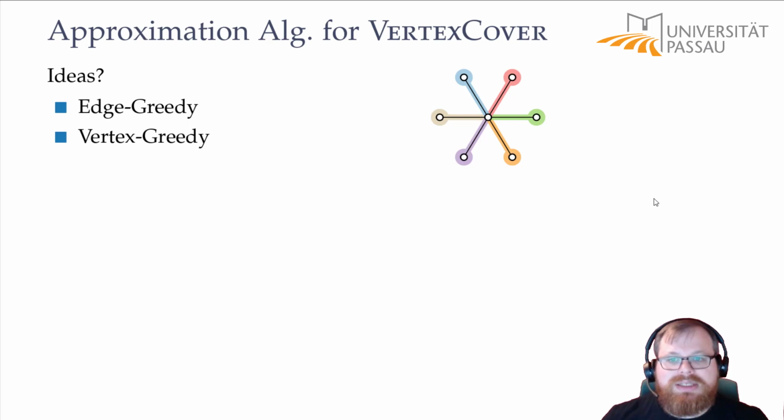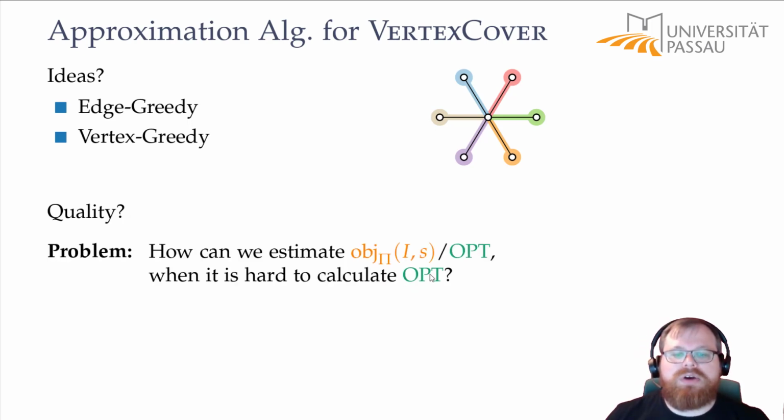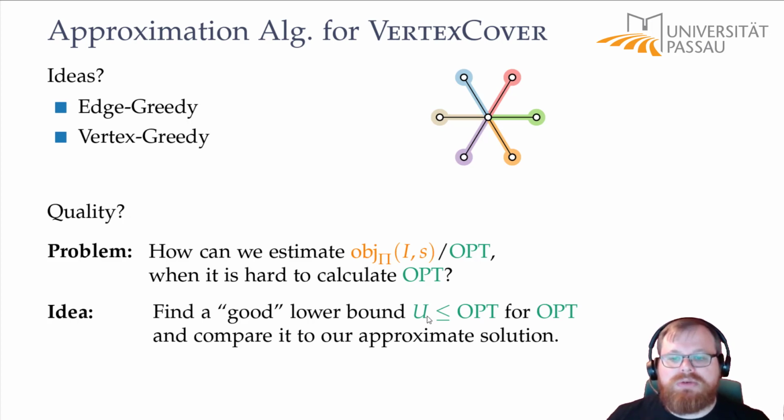And even worse, there's an even bigger question. How can we actually measure the quality? We have a problem. We don't know how to solve it optimally, so we don't know what the size of the optimal solution is. So how can we even find out how good a solution that we compute is compared to the optimum that we don't know? And here it becomes a bit tricky because actually we don't even do this. We never really compare our solution to the optimum, but we always try to find a good lower bound U and compare this to our approximate solution.